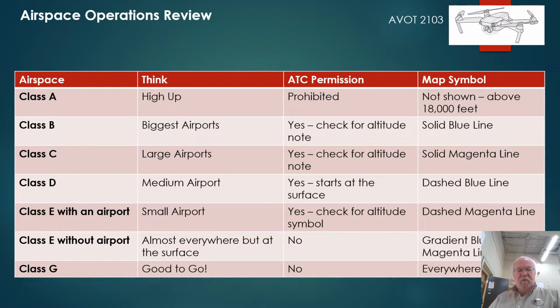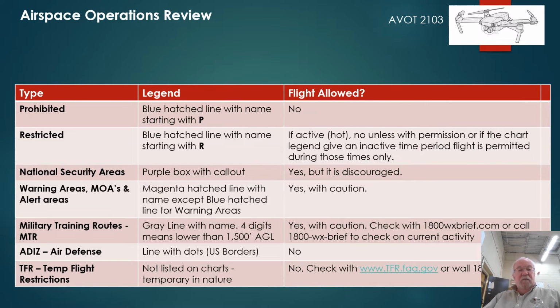We're going to do some reviews in a second. Everywhere else that's not marked is Class G. Below 700 feet in Class E areas without an airport, or 1,200 feet everywhere else is Class G. So we have, of course, review these things as well. You ought to be able to remember those fairly easily.